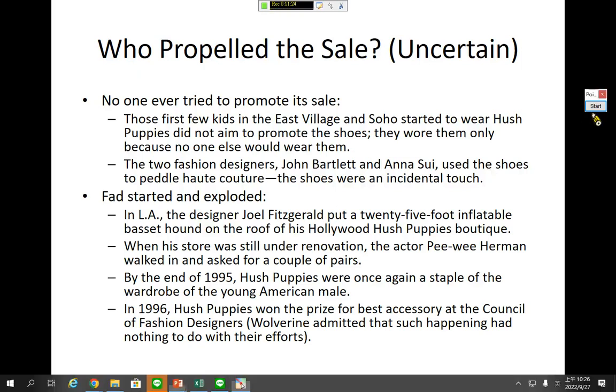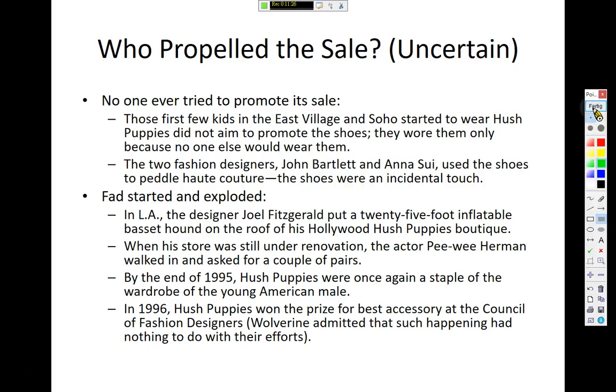Okay, so here. The first question we need to ask is, who prepared the sales of Hush Puppies? I don't know, uncertain. Have no idea at all, so strange. How strange it is. First, no one ever tried to promote this sale. No one ever tried to do this. Of course, there were some stimuli. The first time, we see a few kids in the East Village and Soho started to wear Hush Puppies. Those kids started to wear those Hush Puppies.